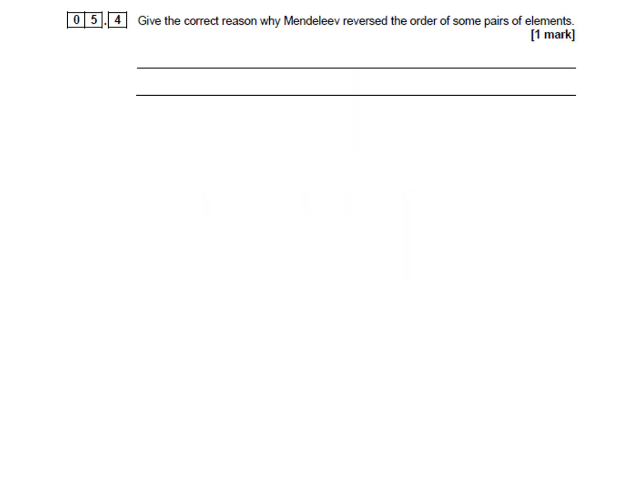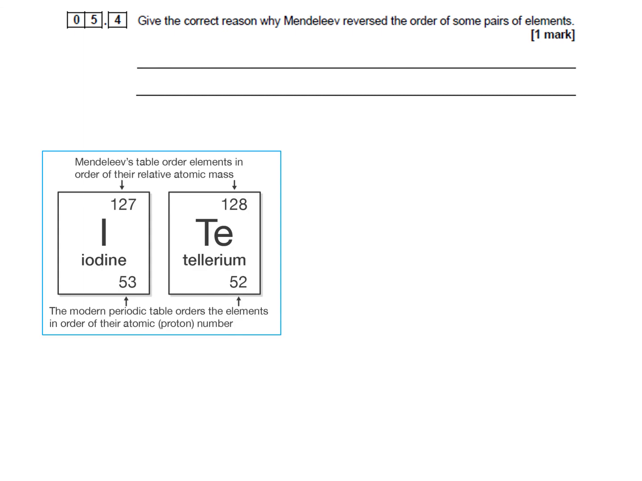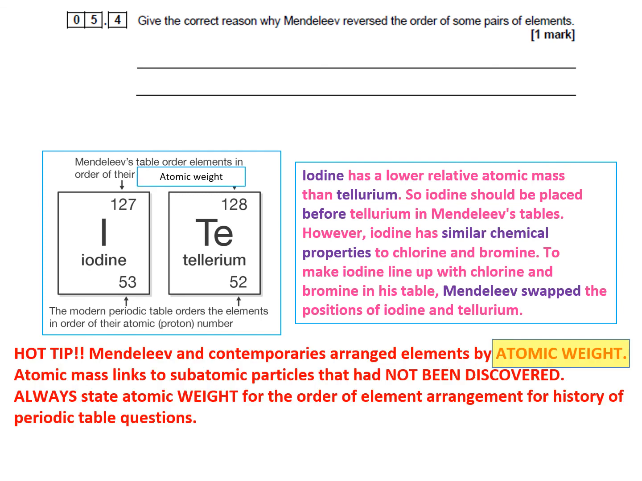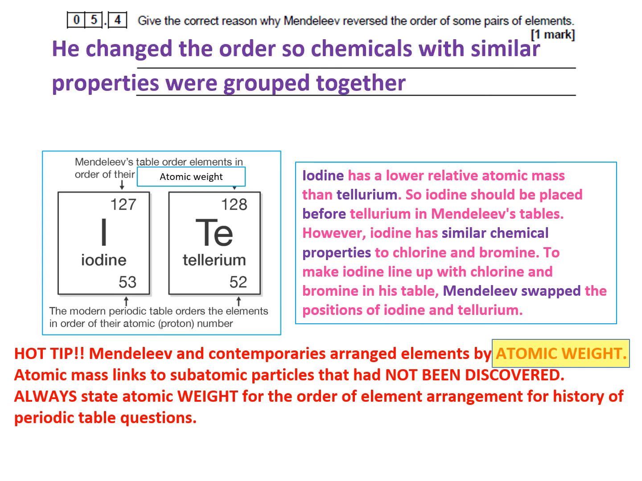Why did he actually reverse the order? So he's acknowledging that their atomic weights were in one order, but he puts them into a different order so that he had elements with similar properties in similar vertical columns or areas of the table. Okay, so he ordered them so that chemicals with similar properties were grouped together.